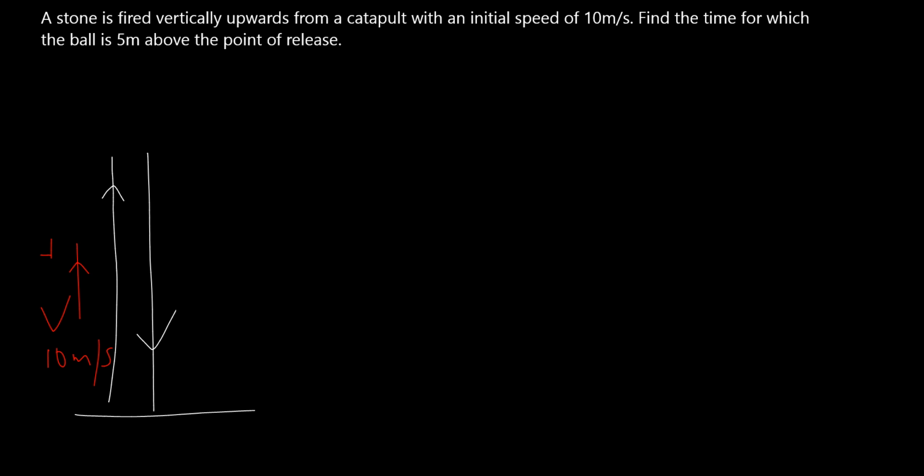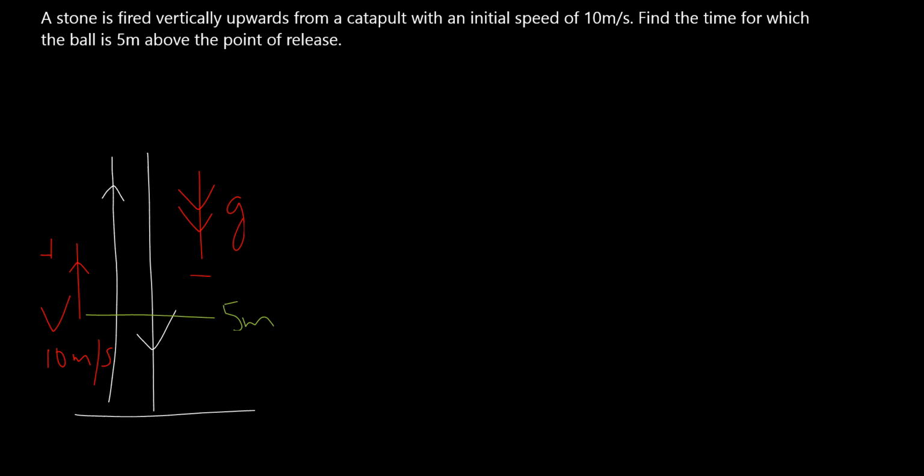But remember, the acceleration will be in the opposite direction initially. And we'll call this the negative direction. And let's say this is 5 meters above ground level. So we can see that the ball passes 5 meters on its way up and then again on its way down. And the question's asking us the time for which the ball is on that upper part of the journey.